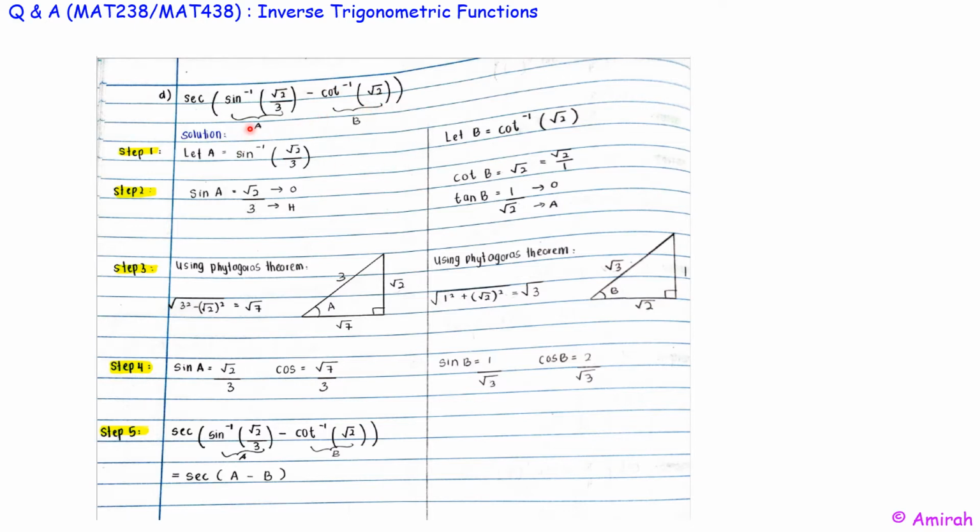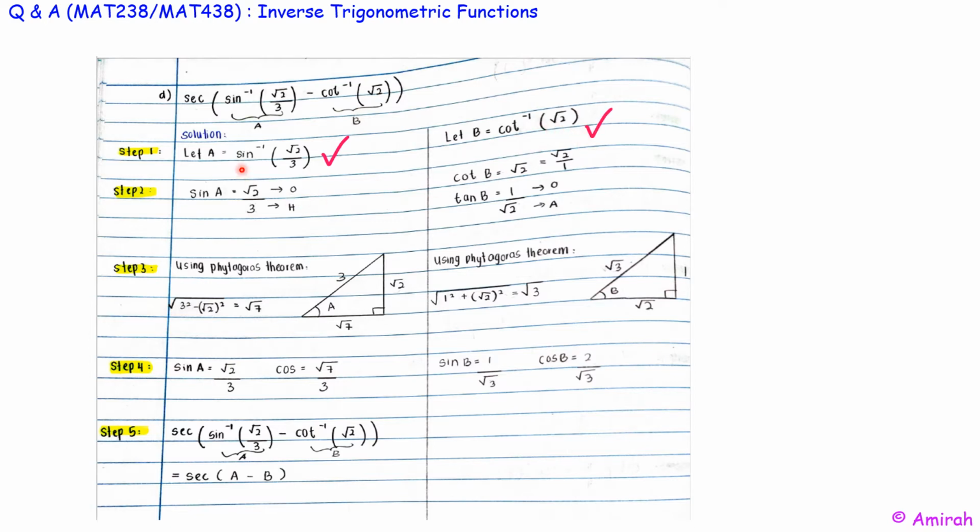First we let the first inverse trigo function equal to A. So our A equals inverse sine of root 2 over 3. And then B equals the second inverse trigo function, which is inverse cot of root 2.